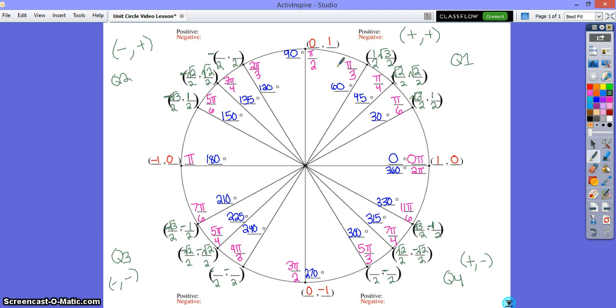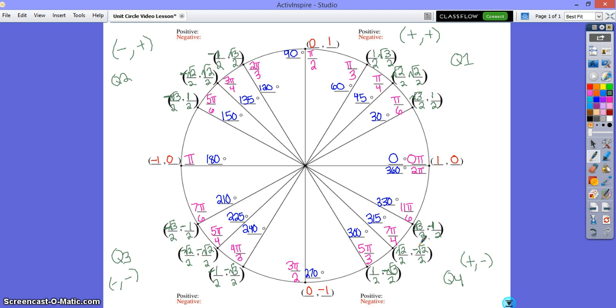The final points all correspond to pi over 3. So every pi over 3 is going to be 1/2, square root of 3 over 2. In quadrant 2, it's a negative 1/2 and a positive square root of 3 over 2. In quadrant 3, 4 pi over 3 is going to be a negative 1/2 and a negative square root of 3 over 2. And finally, in quadrant 4, 5 pi over 3 is going to be a positive 1/2 and a negative square root of 3 over 2.